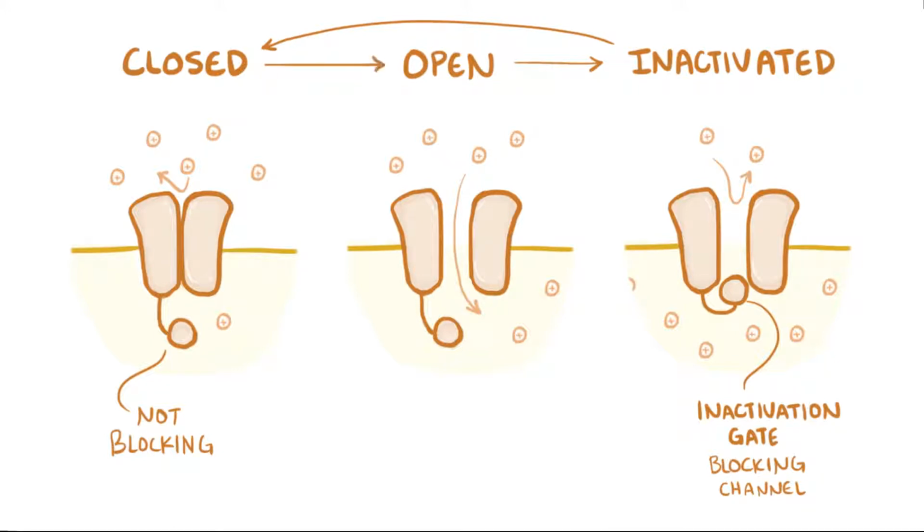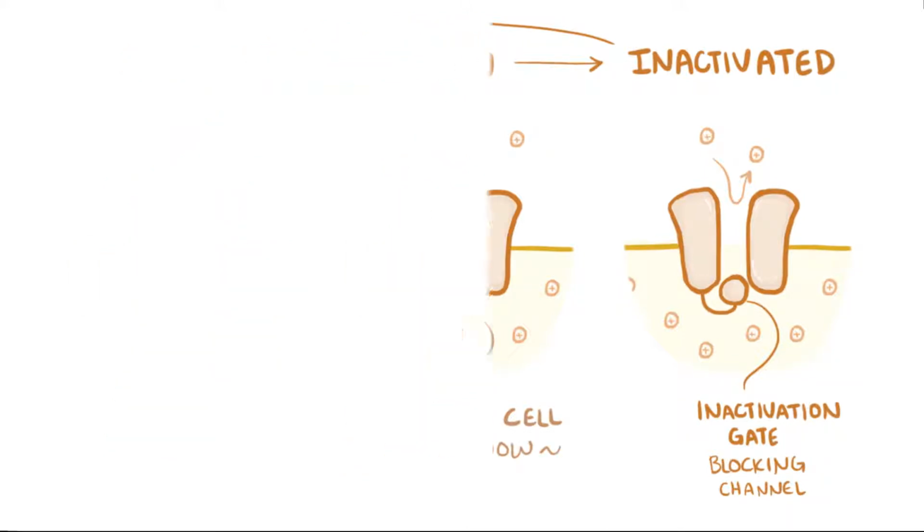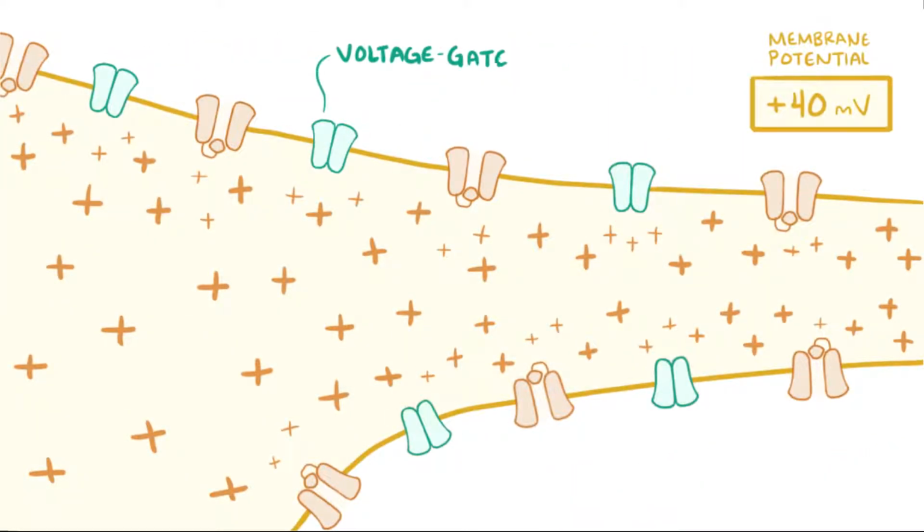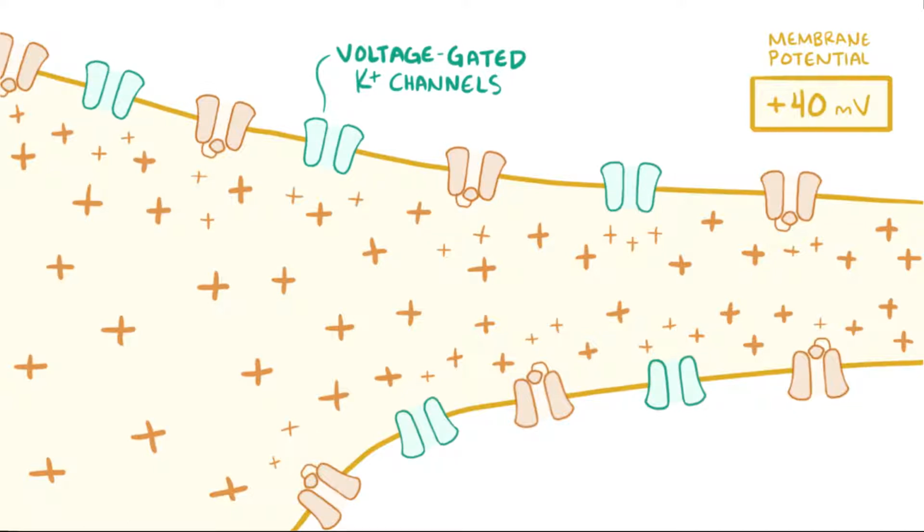The middle open state's therefore the only state where sodium gets let into the cell through the channel, and this is a very short window of time. Now, in addition to these sodium voltage-gated channels, we've also got potassium voltage-gated channels, which are slow to respond and don't open until the sodium channels have already opened and become inactivated.